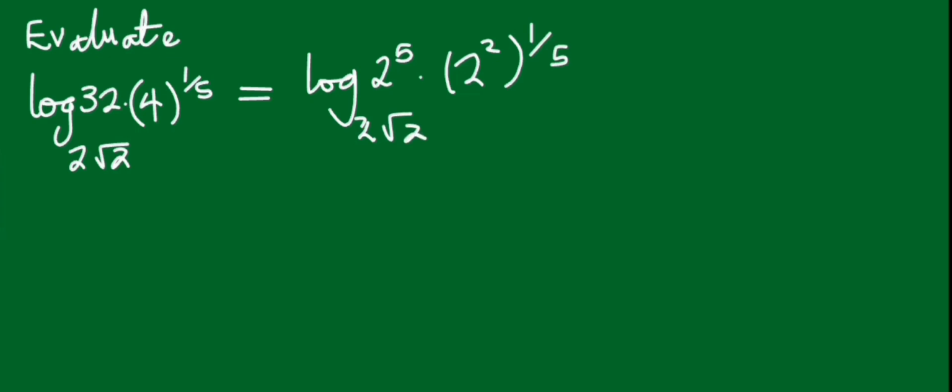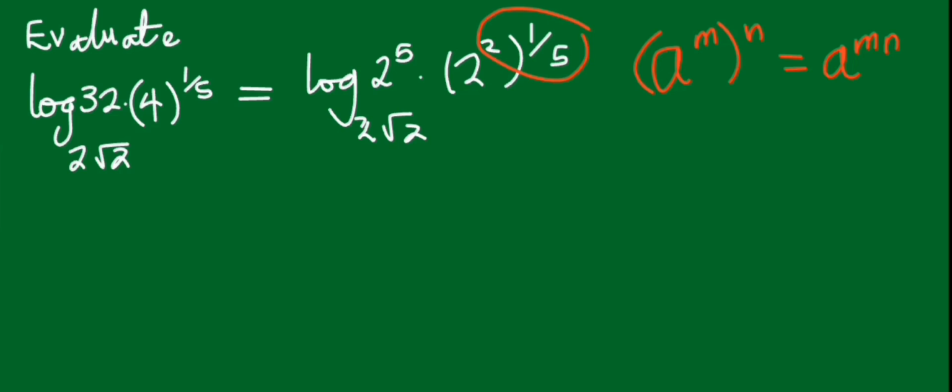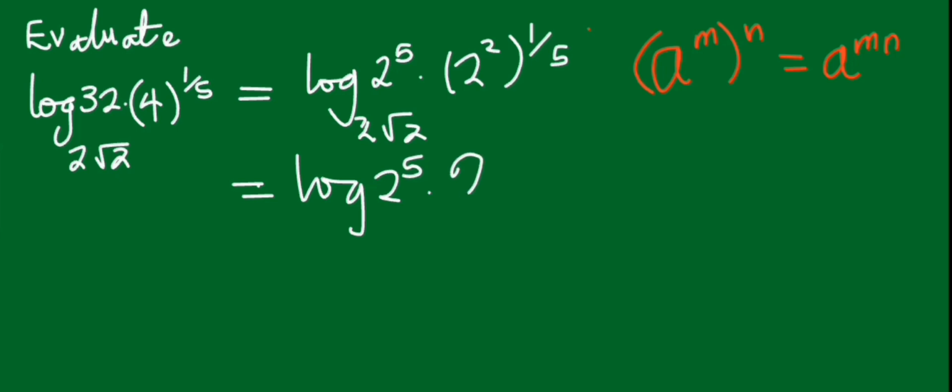One of the laws of exponents is the product of exponents. That is, when we have a to the power of m, and to the power of n, that gives a to the power of the product of mn. This we apply to 2 squared to the power of 1/5, which means that we have the logarithm of 2 to the power of 5 times 2 to the power of 2/5. Then the base is 2 root 2.